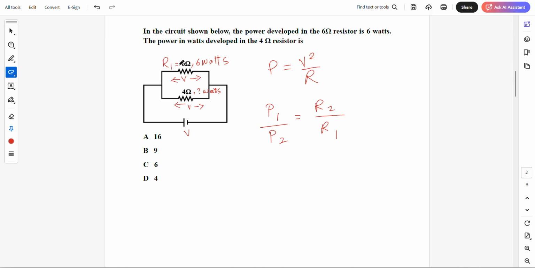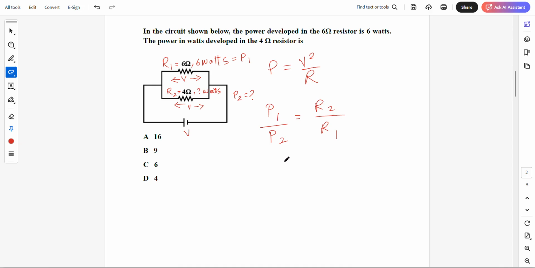How much is R1 here? R1 is 6 ohm. R2 is how much? 4 ohm. P1 they have given, P1 is this much. You have to calculate P2. So easy it is, because here V is the same. P1 by P2 is equal to R2 by R1.